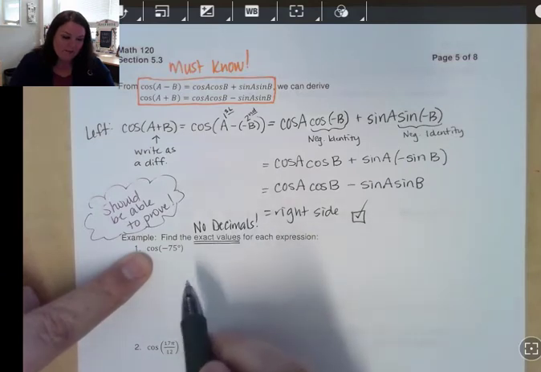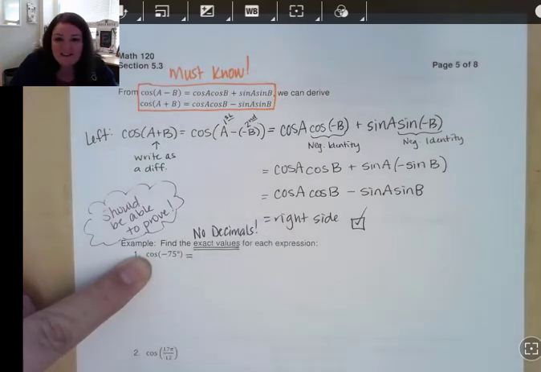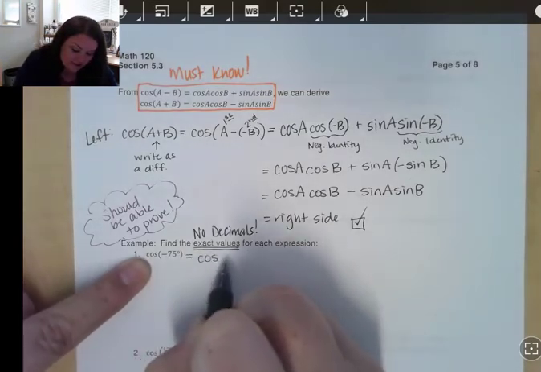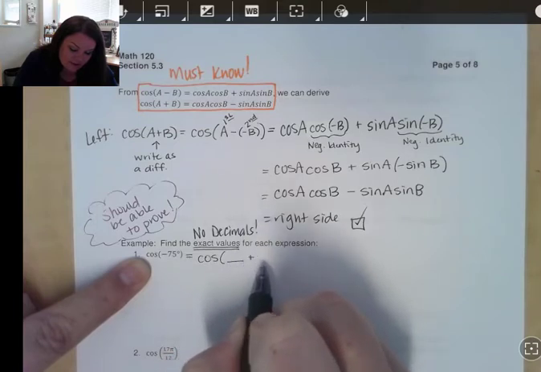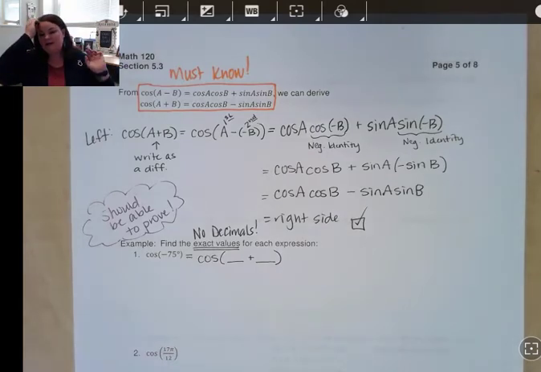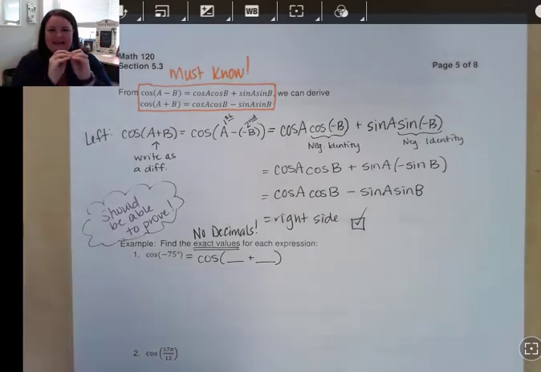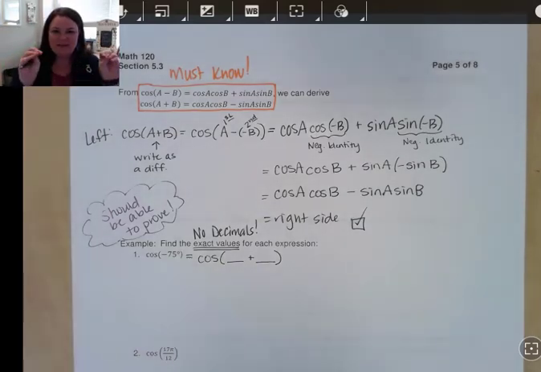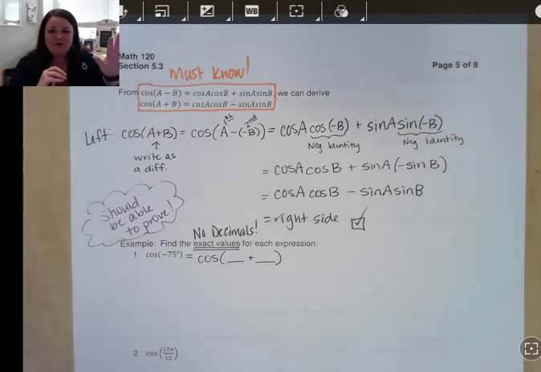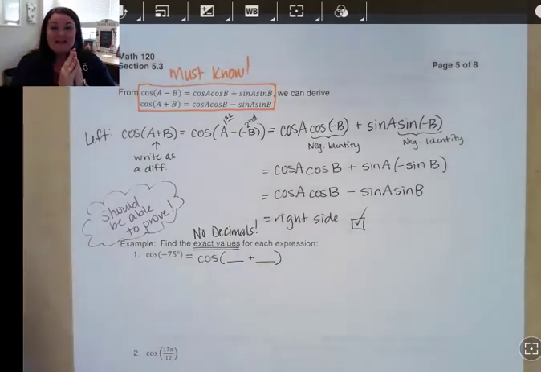So in other words, what I'm hoping to be able to do is write negative 75 degrees as an addition. So some value plus another value. Okay. So I'm looking at negative 75. If I have to add two numbers and I need to end up with a negative, most likely those two numbers that I'm adding are going to be negative, right? So I need to find a negative angle and another negative angle that have pretty trig function values that when I add them together equal 75, okay?